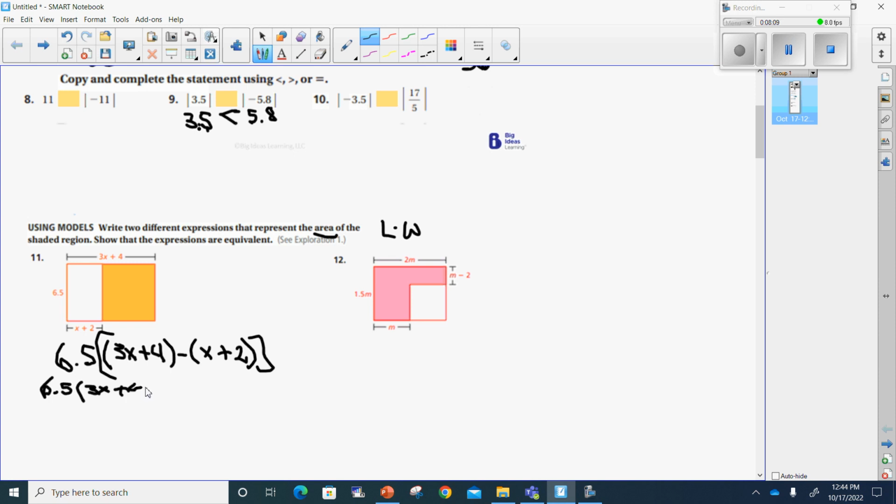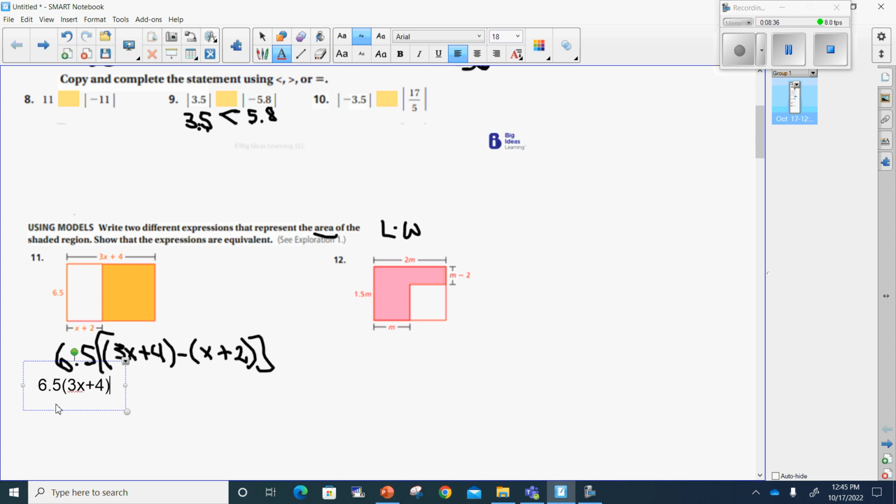Sorry, my mouse is giving me a little issue here. And I think I'm just going to type this out because it's really turning out kind of messy. I'm not really liking that. I want you to see it nice and neat. So this could be 6.5 times 3x plus 4.